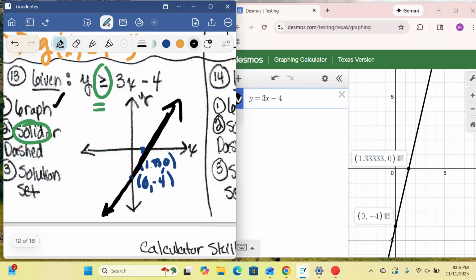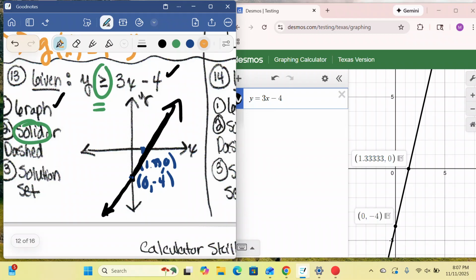So if you look at this line, it can either be shaded on the top or shaded at the bottom of the line. So what we do is we look at the y value right here. The way we read it, we read this equation and we say y is greater than or equal to 3x minus 4. Let's read it again. y is greater than or equal to 3x minus 4.